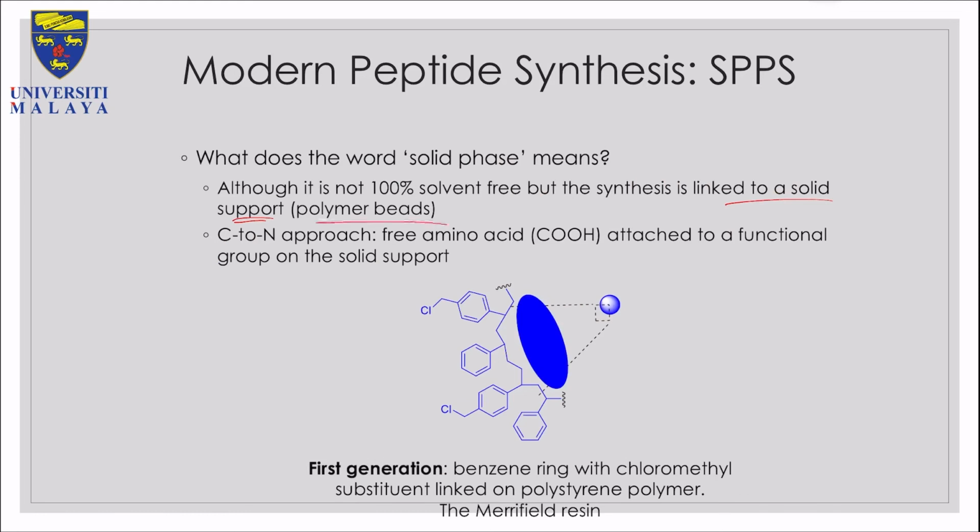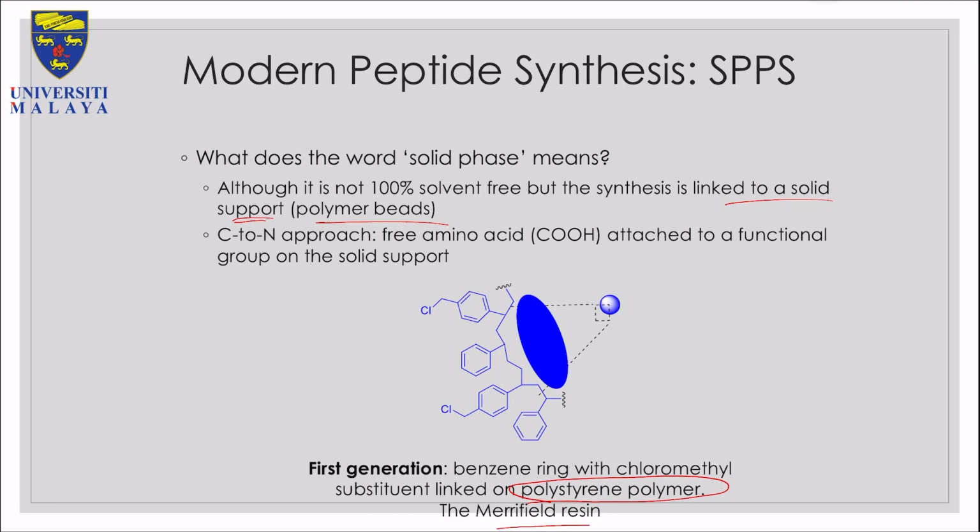Okay, and the solid support is actually polymer beads, made up of polystyrene polymer. So this is the first generation Merrifield resin. We call it Merrifield resin. The original ones are made of polystyrene polymer. But nowadays there are different types of polymer being used to substitute this resin. Okay, but most of the available synthetic resins are made from polystyrene polymer.